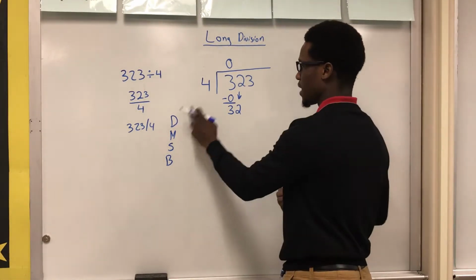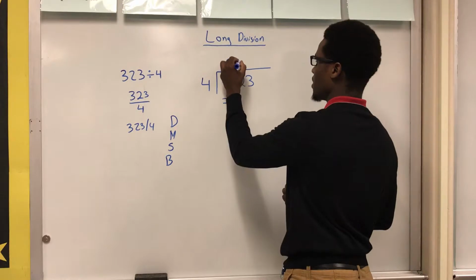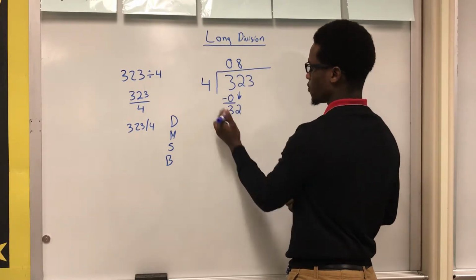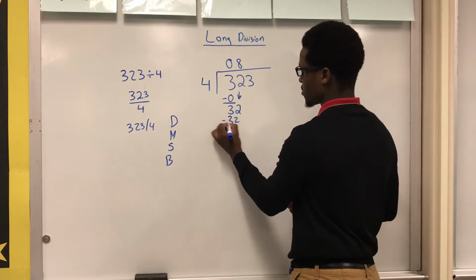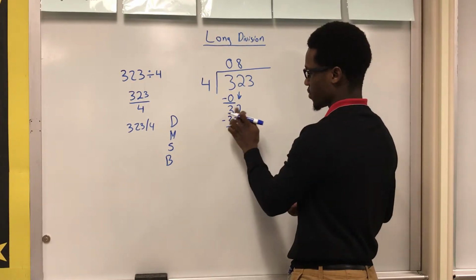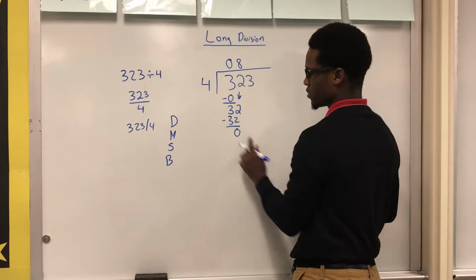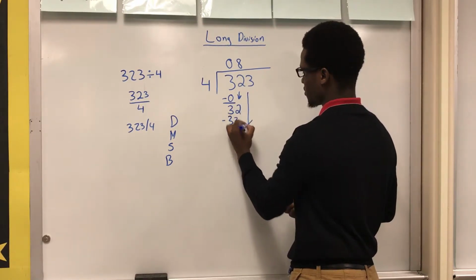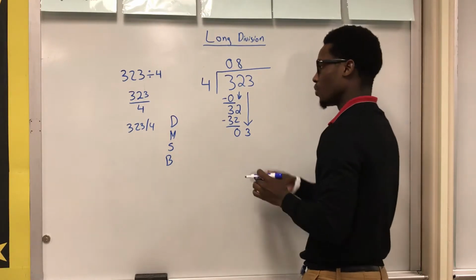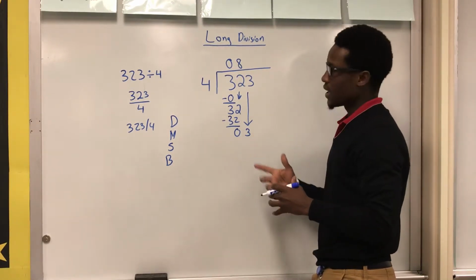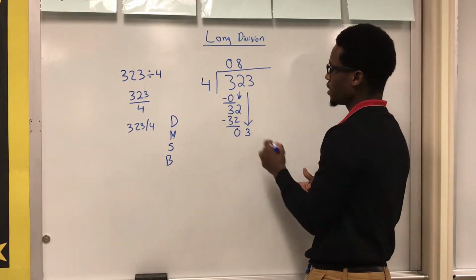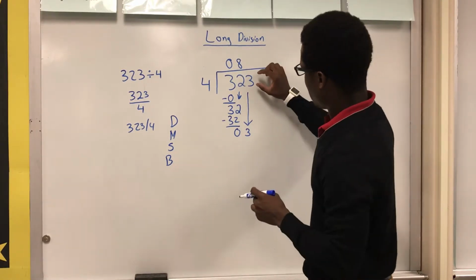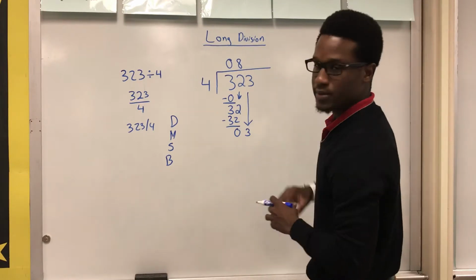Start with D, divide. 4 goes into 32 8 times. Multiply. 8 times 4 is 32. Subtract. 32 minus 32 is 0. And then bring down 3. Once again, we have a remainder. At this point, when we have a remainder, we're going to go ahead and add a decimal over here, okay?